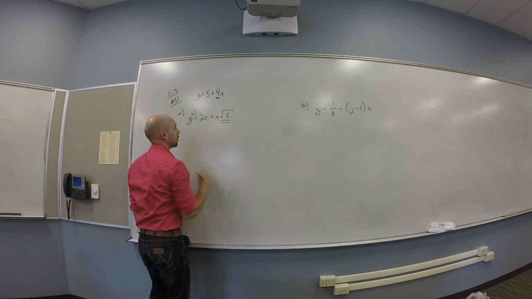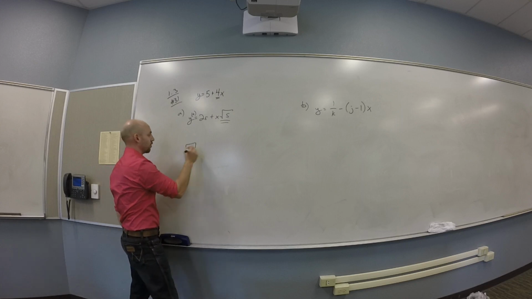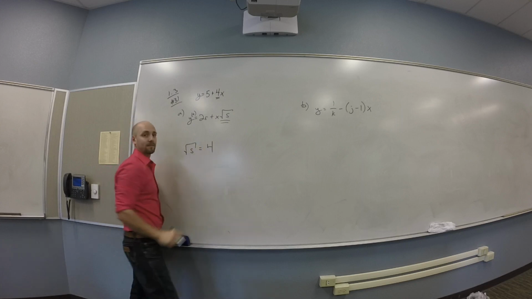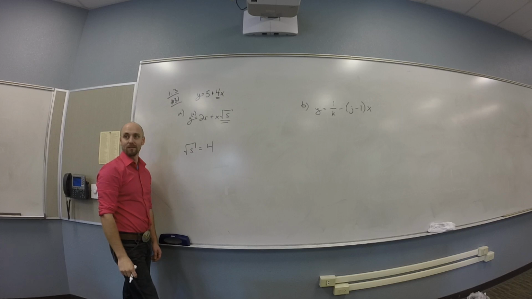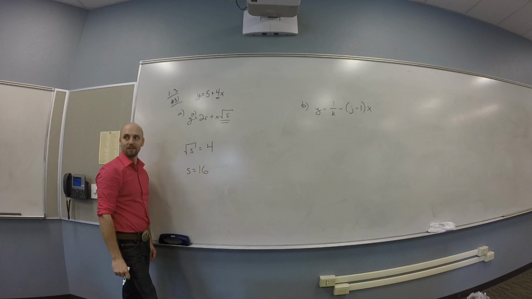Down here, what's the thing on the x? Square root of s. So that gives me a little equation: the square root of s has to be 4. So s is 2? No, 16. So s is 16. Interesting. You guys see that?